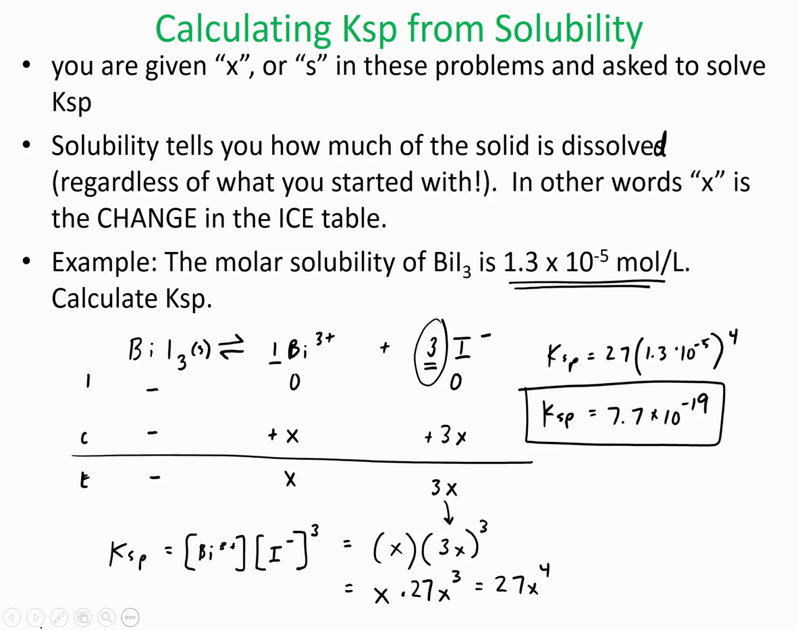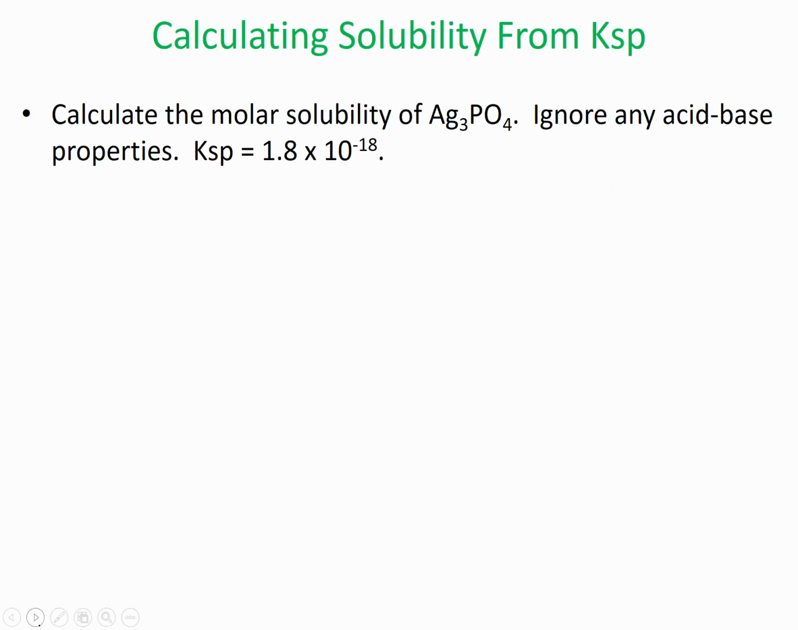Okay, so I'm going to try the next problem. And here I'm going to be calculating the solubility from the KSP. In this problem, I'm given KSP, and I want to know how many ions this is going to make based on this number. It says ignore any acid-base properties.